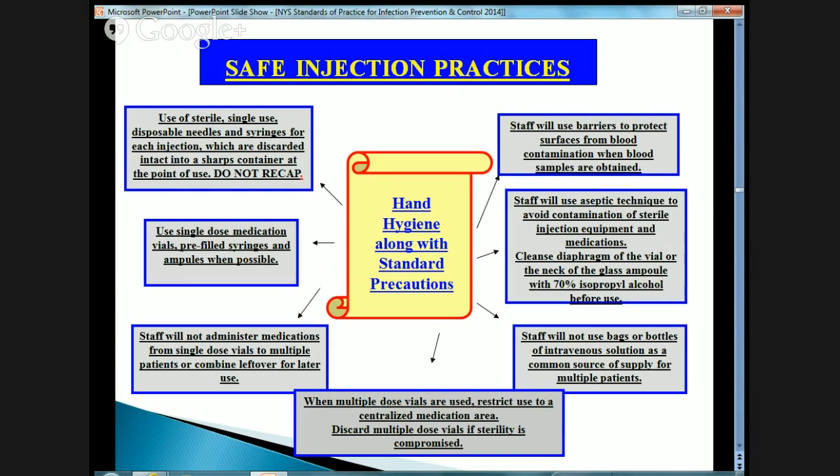Multiple-dose vials are restricted in use to a centralized medication area, and multiple-dose vials should be discarded.